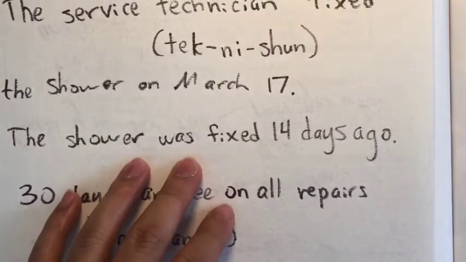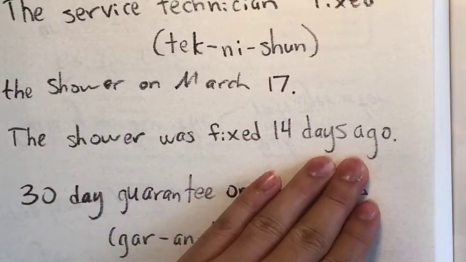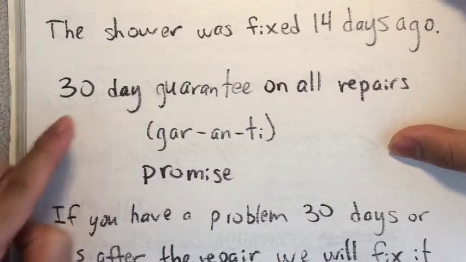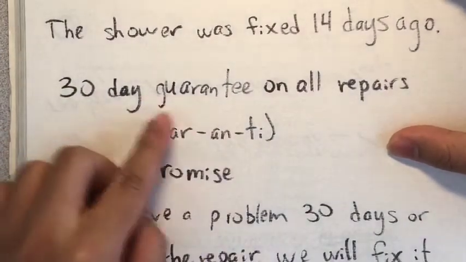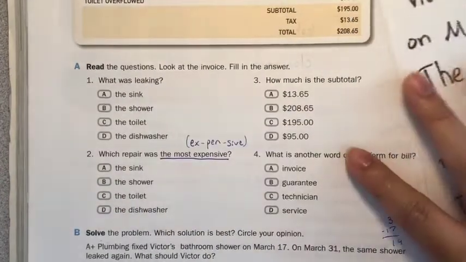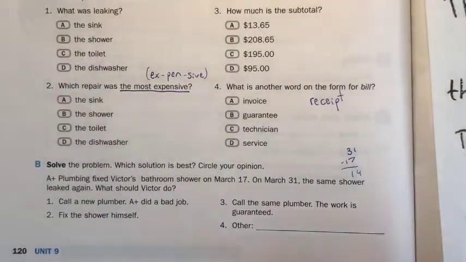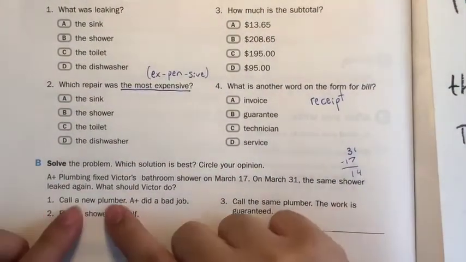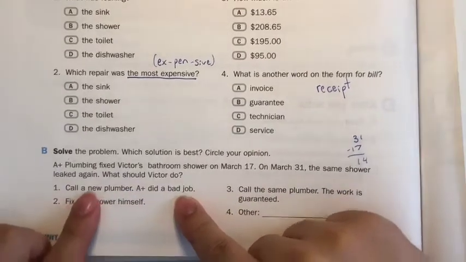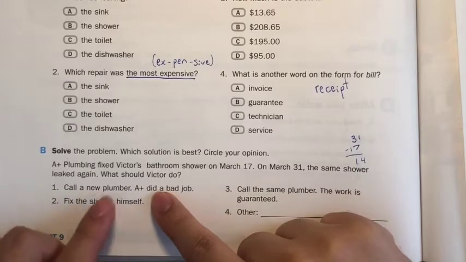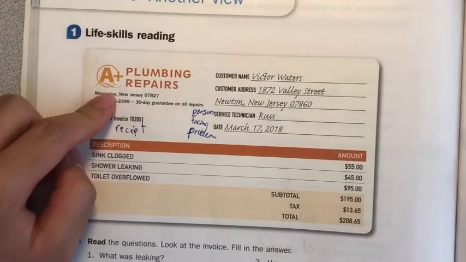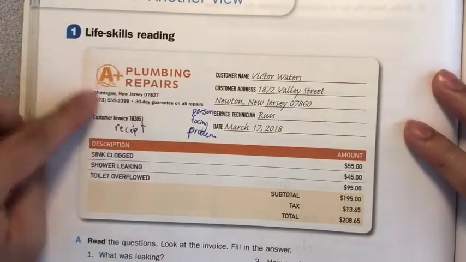So the shower was fixed 14 days ago. 14 days is less than 30. So I think A Plus Plumbing will fix the shower problem for free. So let's see, what are the 3 options? 1, call a new plumber. A Plus did a bad job. So when we say call a new plumber, we mean call a different company, not A Plus Plumbing Repairs, a different company.